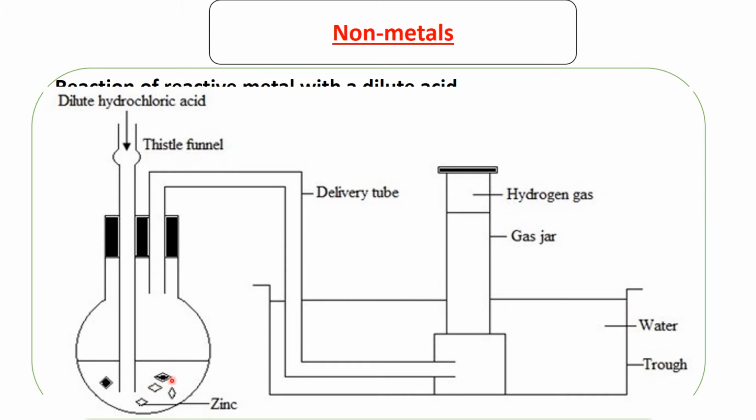So they're going to react. Once they react, a gas is going to be produced. Since it's light, it's going to go up, and because of that, it will pass through this delivery tube, and it will come here. Here there is water, and since hydrogen is not heavy, it will float and be here on top. So this is the method used in the preparation of hydrogen.